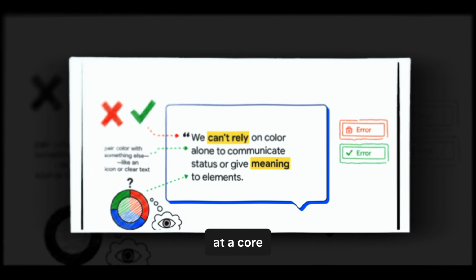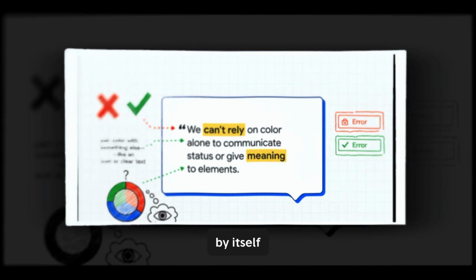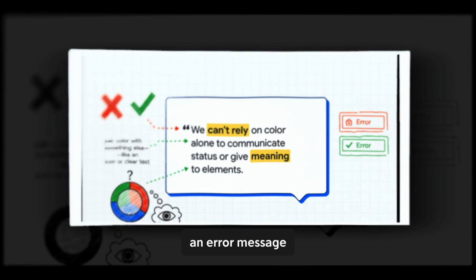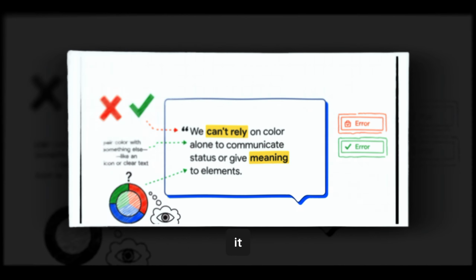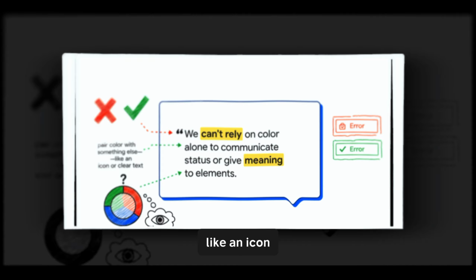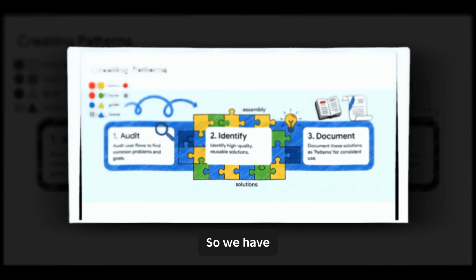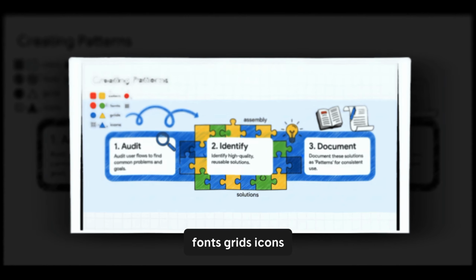This slide gets at a core principle of accessible design. You just can't rely on color by itself to communicate really important information. For instance, if an error message is only shown in red, a colorblind user might completely miss it. That's why it's so crucial to pair color with something else, like an icon or text, to make sure the meaning is crystal clear.